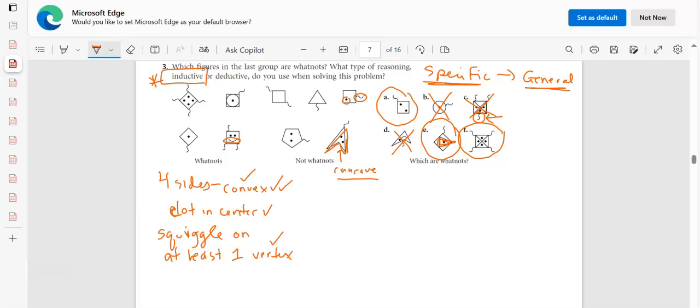F is also a whatnot. All the vertices have squiggles. There's four dots. There's extra lines inside, but there's nothing about that in our examples and non-examples that precludes it. So again, our whatnots were A, E, and F. So there we go.